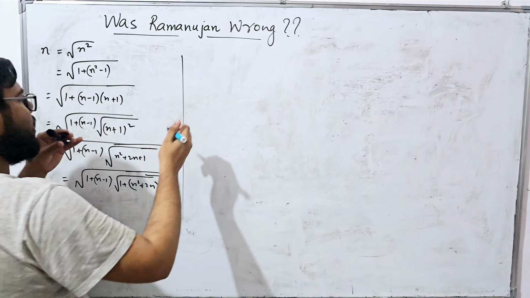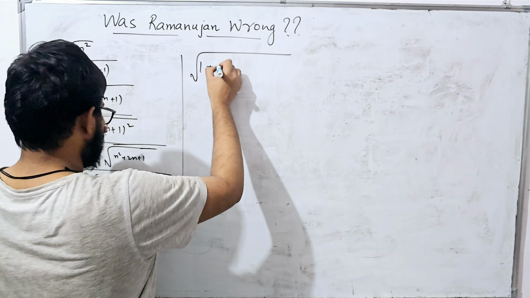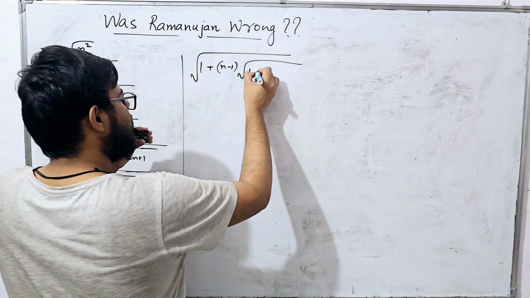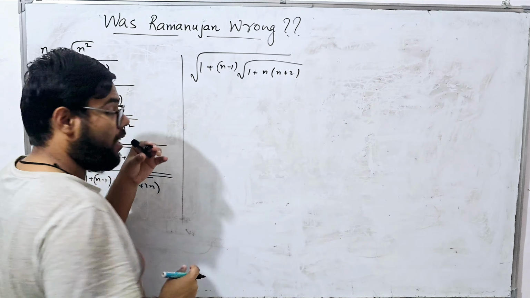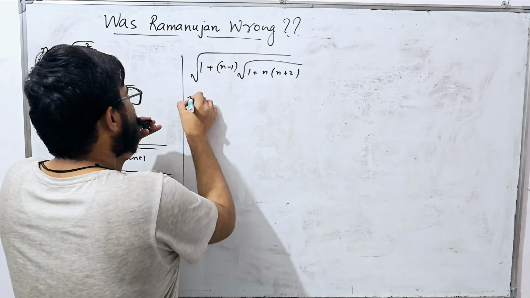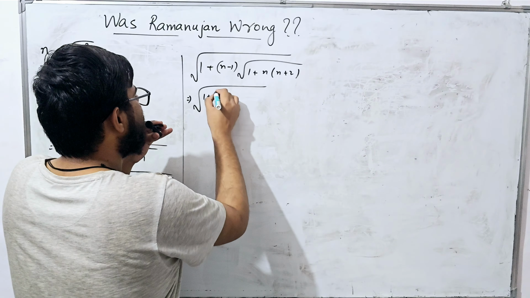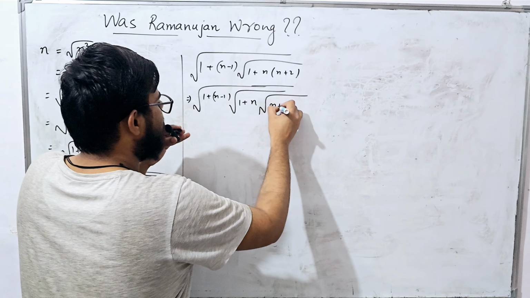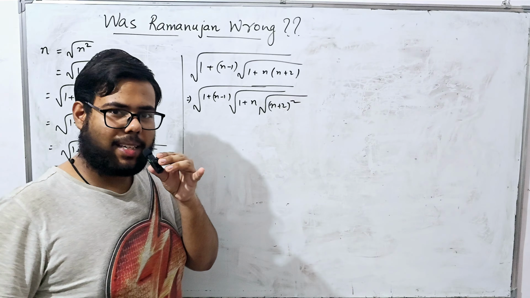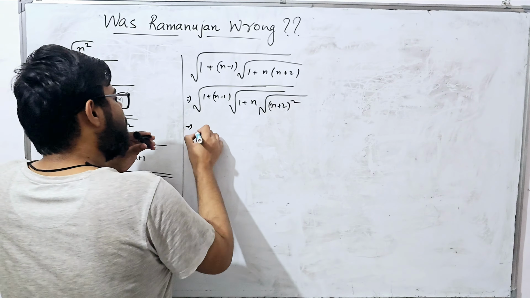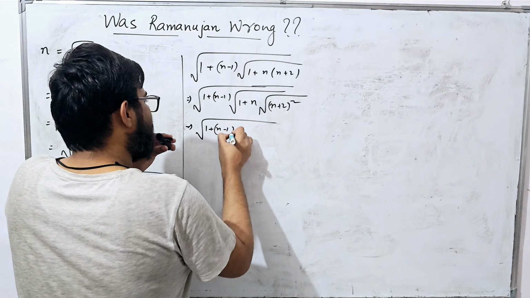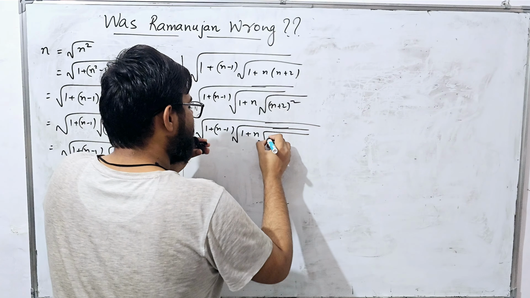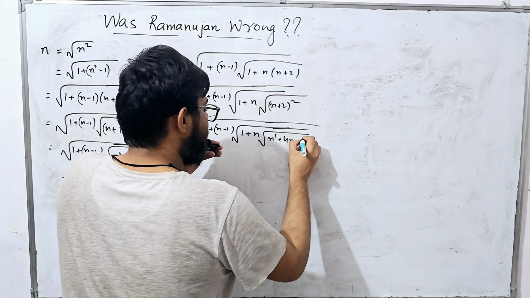So we can further simplify this expression right over here. 1 plus n minus 1 into the quantity 1 plus n times n plus 2, correct? Simple, right? So we get root 1 plus n minus 1 into the quantity 1 plus n times the quantity n plus 2 whole square, right? So we get 1 plus n minus 1 into the quantity 1 plus n root n square plus 4n plus 4, correct?